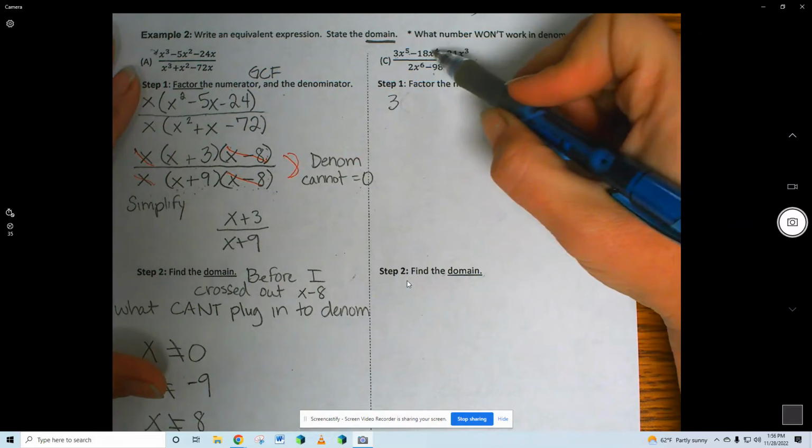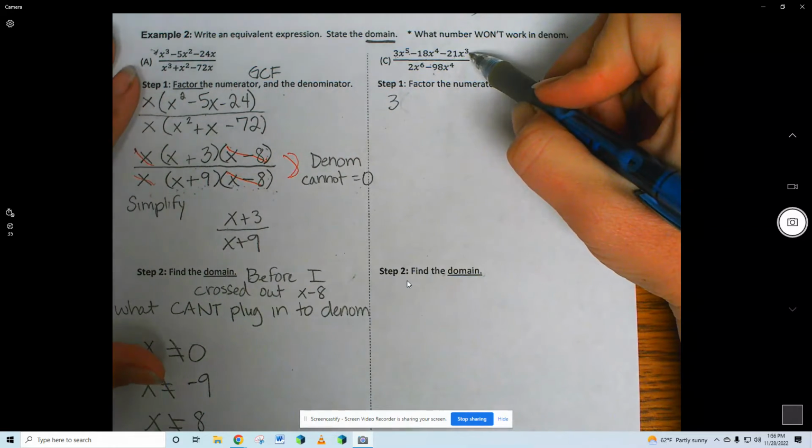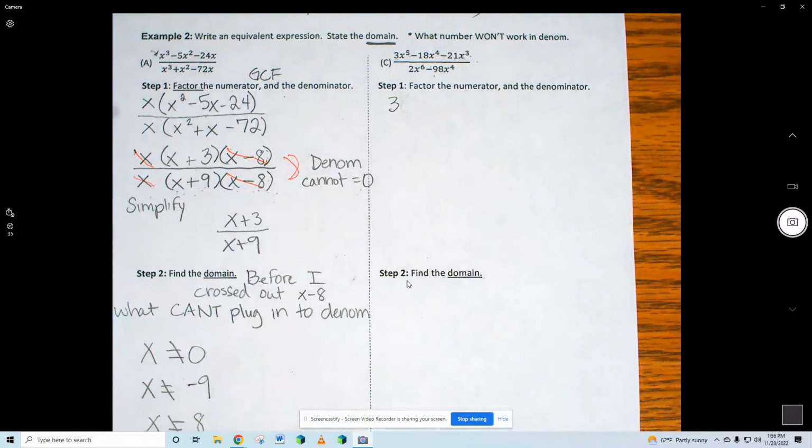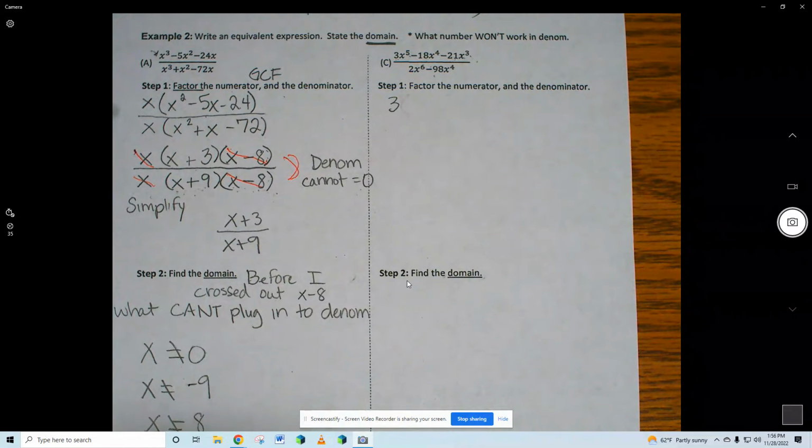This has 5 of them. This has 4 of them. This has 3 of them. But how many for sure do they each have? X cubed.